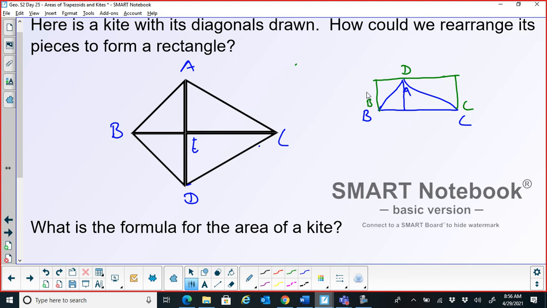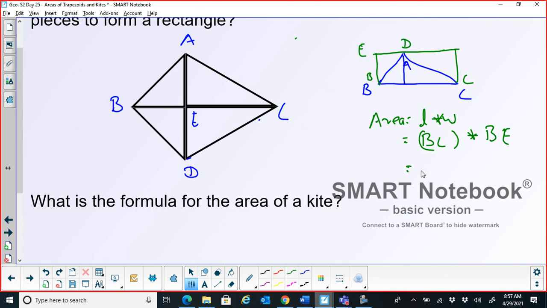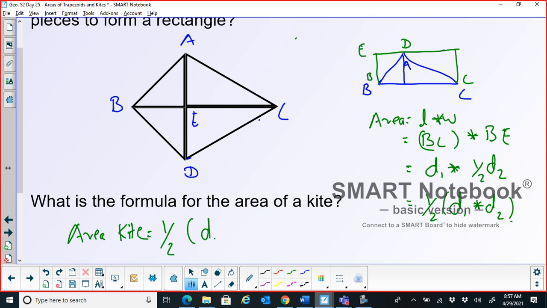I'll get a rectangle, and the area of this rectangle is length times width, which is nothing but BC times BE. Here BC is diagonal 1 times half of diagonal 2. This will turn out to be half of diagonal 1 times diagonal 2, the final formula for the area of a kite. Area of a kite is nothing but half of diagonal 1 times diagonal 2. Okay, keep this in mind. We will see a few problems based on that soon.